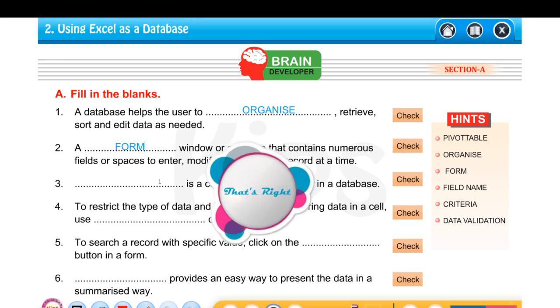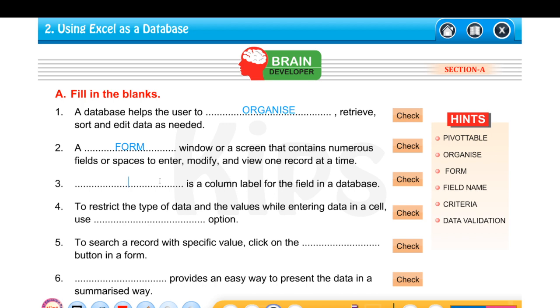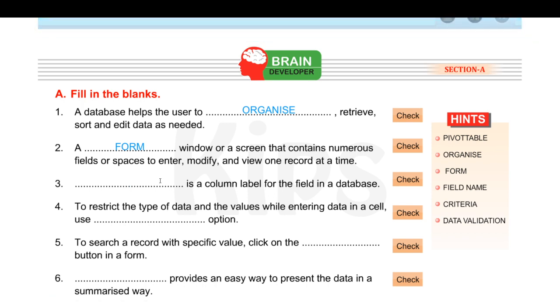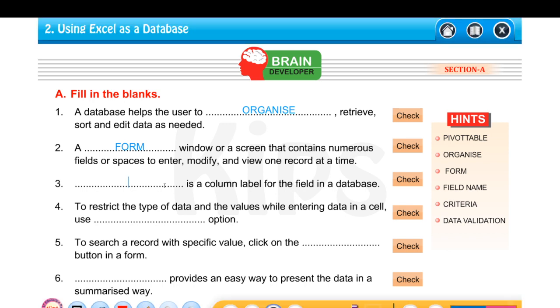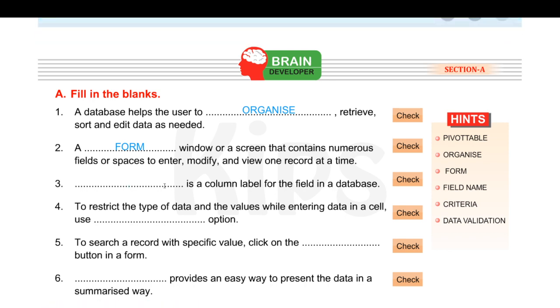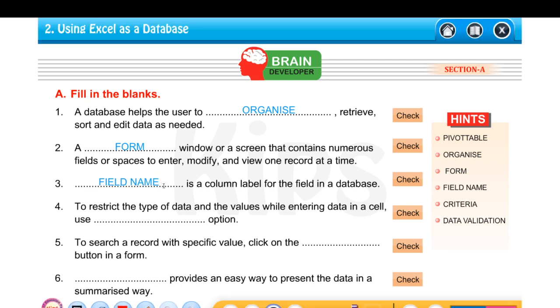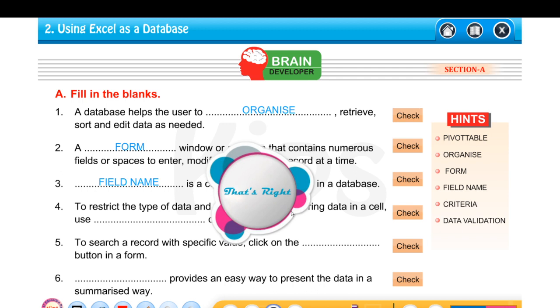It's also correct. Then, dash is a column label for the field in a database. So it will definitely be field name, F-I-E-L-D, field name. In this way, if you go through the definitions, then you are able to fill in the blanks. Check it, children. It is also right.